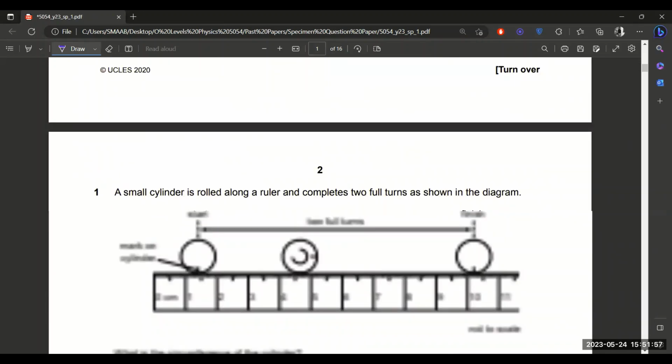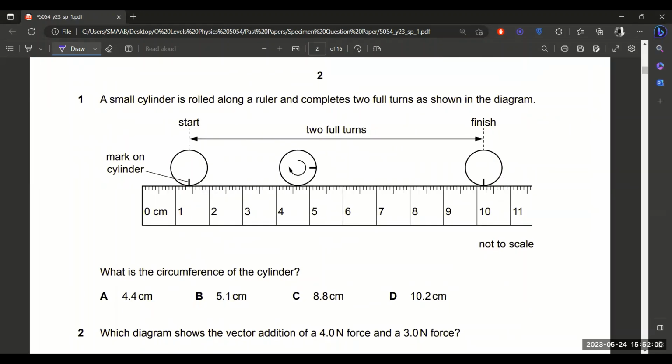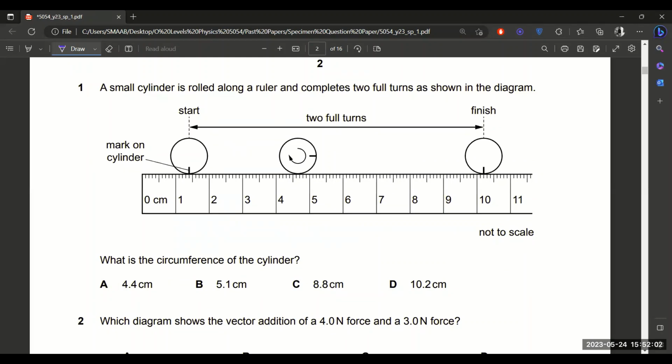Okay, so starting from the first question. A small cylinder is rolled along a ruler and completes two full turns as shown in the diagram. What is the circumference of the cylinder? Basically, a small cylinder is rolled and there are a total of two full turns. Two full turns means this is the starting point, and after this we completed two turns. It means the cylinder turns two times to complete rotation over there.